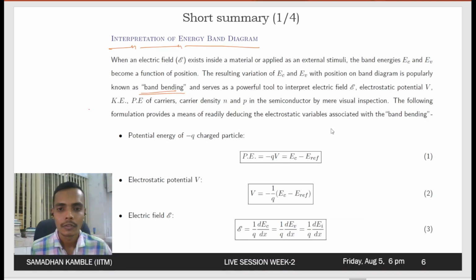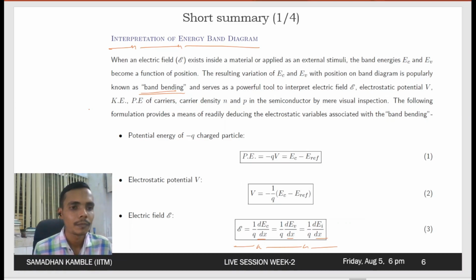Of particular significance is this equation wherein the electric field, as a function of the variation of these energy levels, is shown. So the electric field is given as dEc by dx, times 1 over the charge. Similarly for the valence level as well as the intrinsic level.